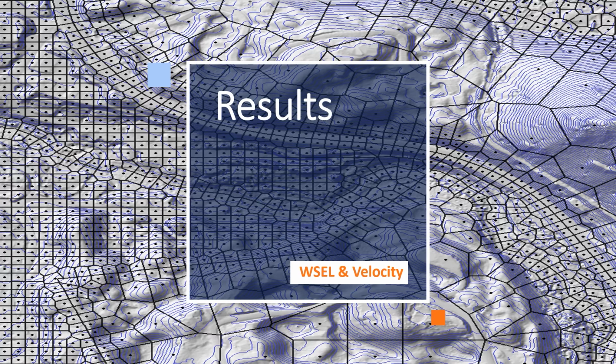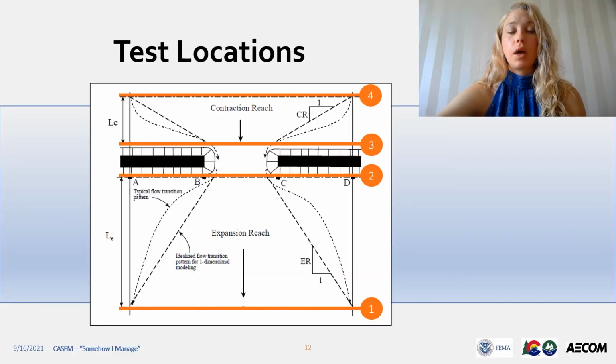So now to get to some results. We examined results at 4 test locations on each reach for each scenario. If you're lucky enough to be modeling in HEC-RAS every day like myself, you might recognize this figure from the HEC-RAS hydraulic reference. We used it as a guide for where to put our test locations, which was upstream of the crossing, well outside of the contraction zone, at the upstream and downstream faces, 2 and 3, and then downstream of the crossing, outside of the expansion zone.